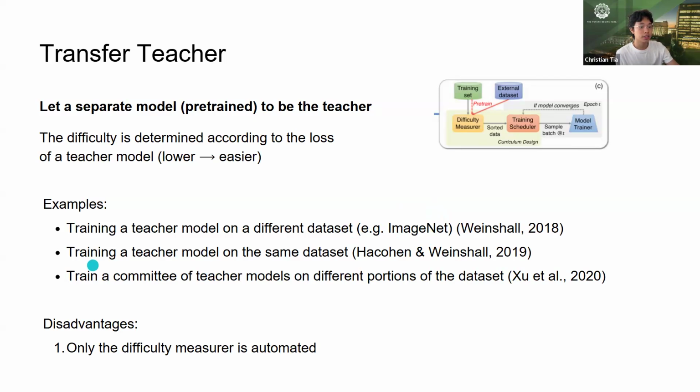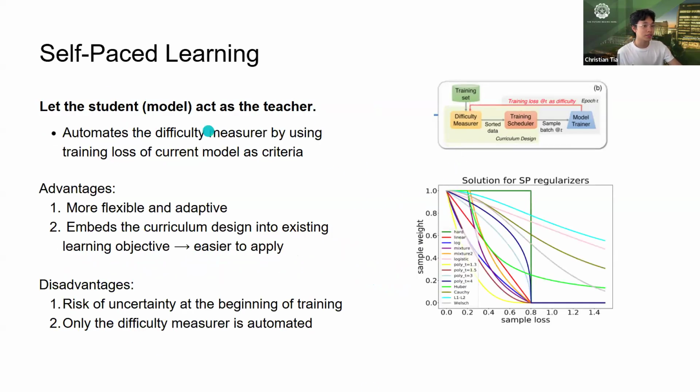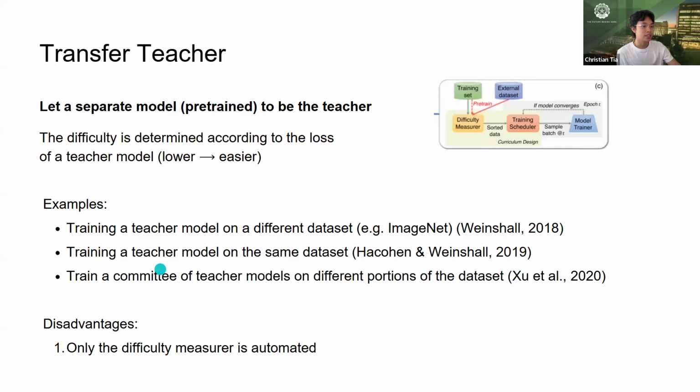Another example is training a teacher model on the same data set. So this does look similar to self-paced learning. However, the difference is that right from the start, the teacher model has already matured. It has already gone through the training cycle on the entirety of the data set. While in self-paced learning, the student is randomly initialized, right? So the model evolves. The teacher in self-paced learning evolves through training because the student is the teacher. While in transfer teacher, the teacher model remains fixed, and very similarly to the previous one, its loss is used as a difficulty measure.